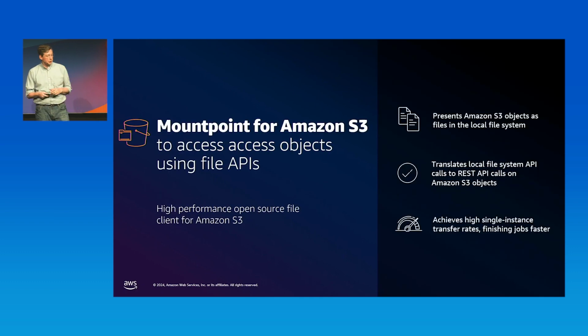And so we built and launched MountPoint for Amazon S3, which is an open source file client that makes it easy for your Linux-based applications to connect directly to Amazon S3 buckets and access objects using file APIs. So MountPoint will present your S3 objects as files in your local file system, and it will translate your local file system calls, things like fopen or read, into an efficient use of S3's REST APIs.